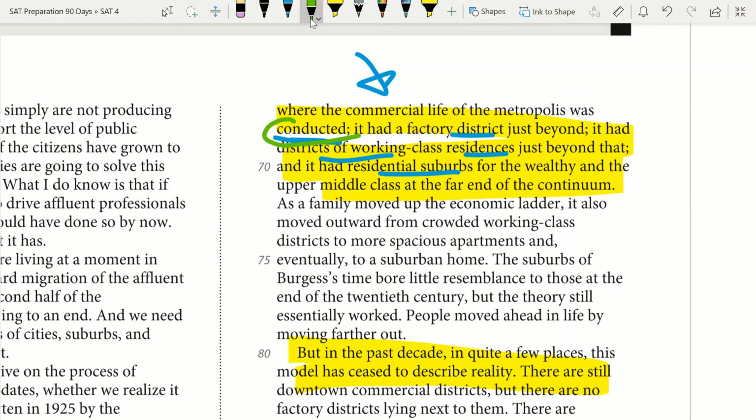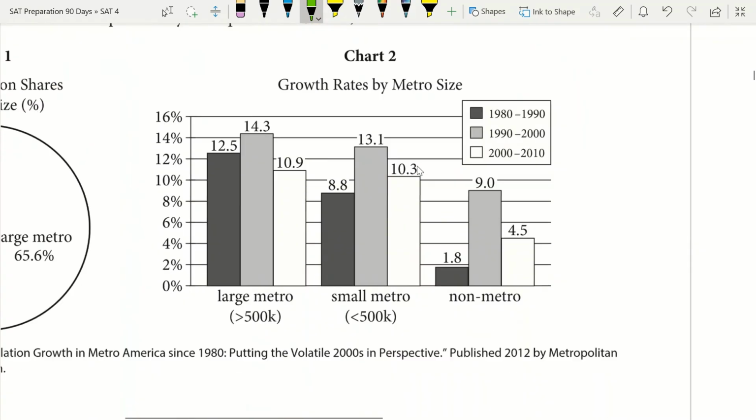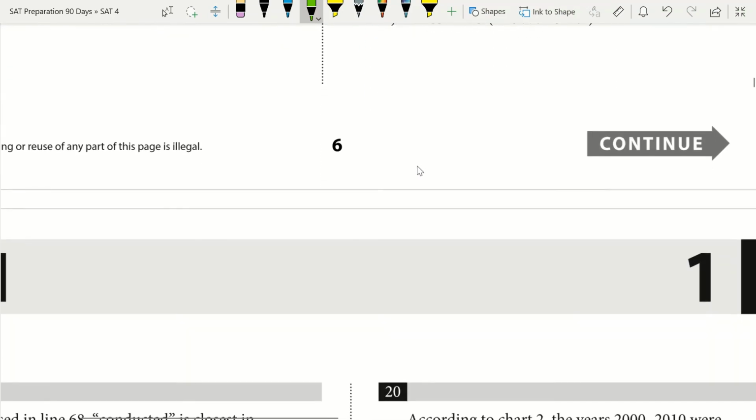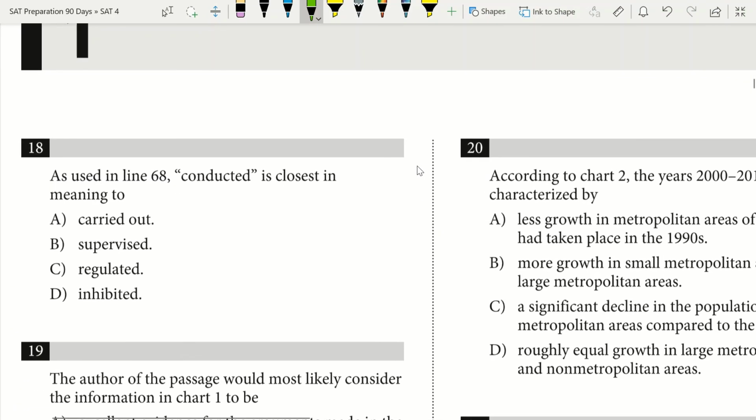I'll circle it. So we have where the commercial life of the metropolis was conducted. That would mean where that commercial life is carried out. Executed would not really be a great word choice. Carried out would be the best if we have that as an answer. We see that we do, so our answer for 18 would be A.